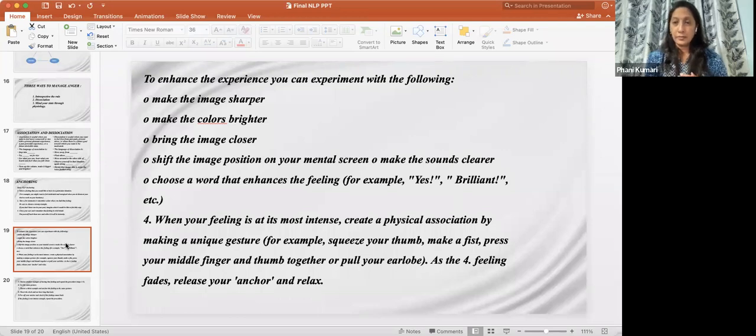And once again, go back to the situation. See the image again. Feel that intensity. See the place where you are feeling it, and place your finger over there. Now release. Open your eyes.